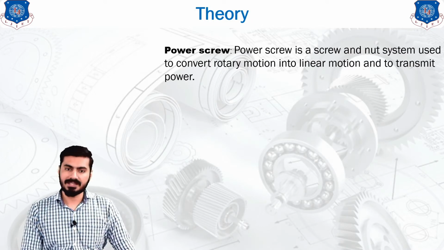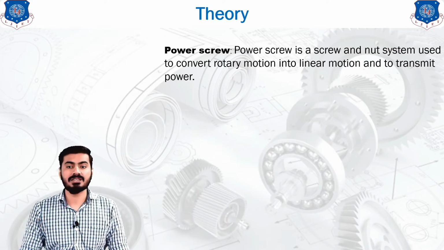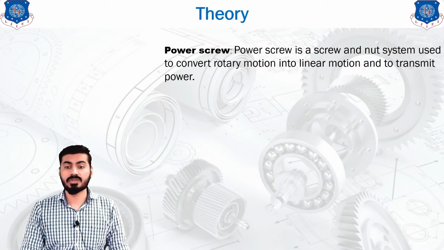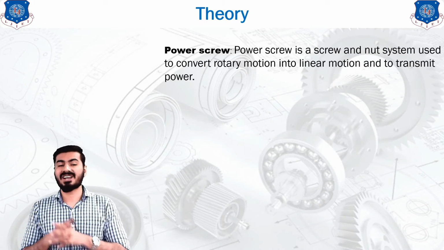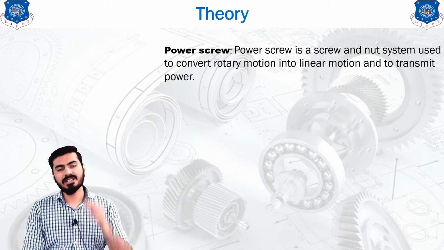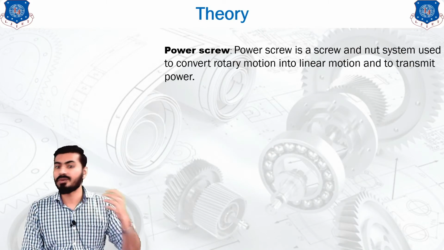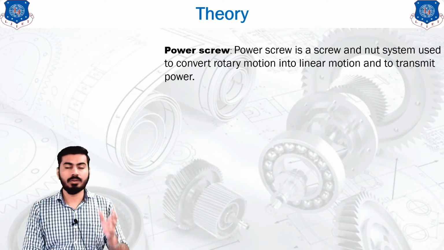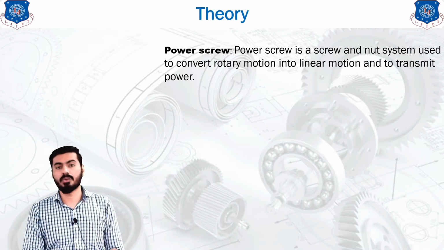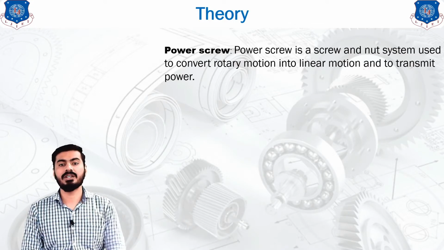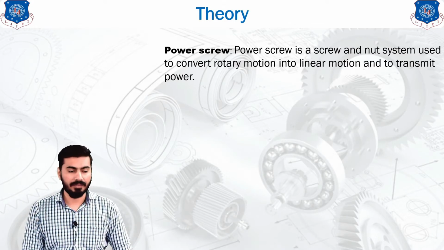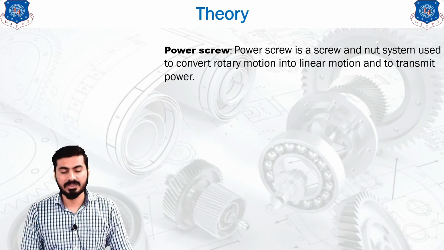The first term is the power screw. The power screw is a screw and nut system used to convert rotary motion into linear motion and to transmit power. So whenever it is required to transmit power from one end to another, or to convert rotary motion into linear motion, that type of application can be satisfied using the power screw.